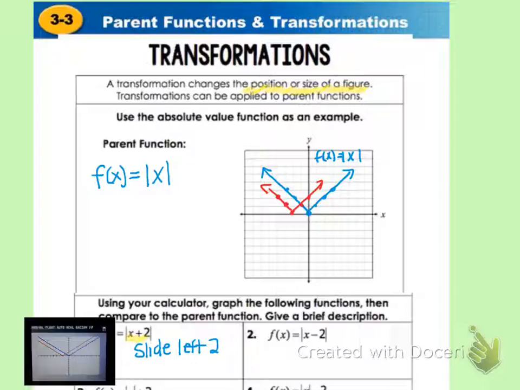So we're going to be doing this with the graphing calculator instead of graphing this every time on our paper. We're going to be looking at the graphing calculator, and we're going to compare and see if we can describe the transformation. So let's look at the next one.